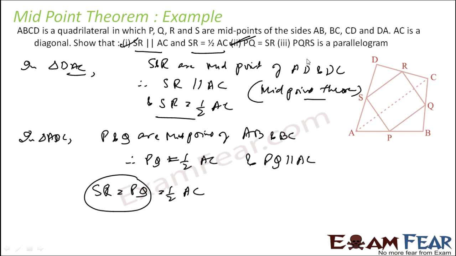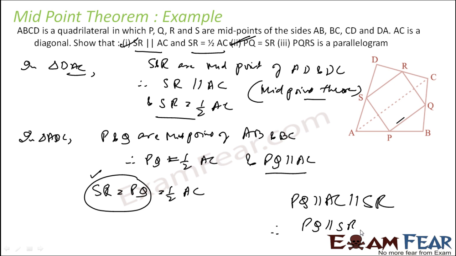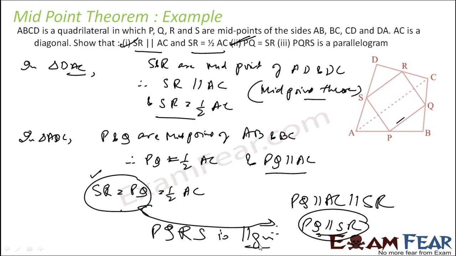Done. Second is PQRS is a parallelogram. So we have seen that for PQRS to be a parallelogram, PQ is equal to SR, that we have proved. If we can prove PQ is parallel to SR, we are done. So we have seen that PQ is parallel to AC and AC is parallel to SR. Thus, PQ is parallel to SR. So if PQ is parallel to SR and PQ is equal to SR, using these two conditions I can say that PQRS is a parallelogram.